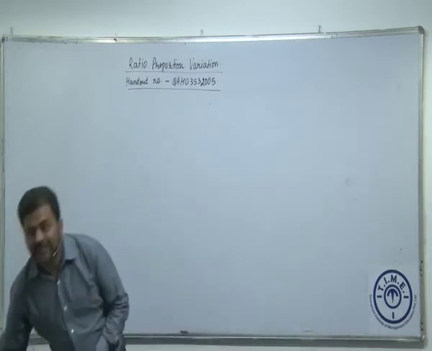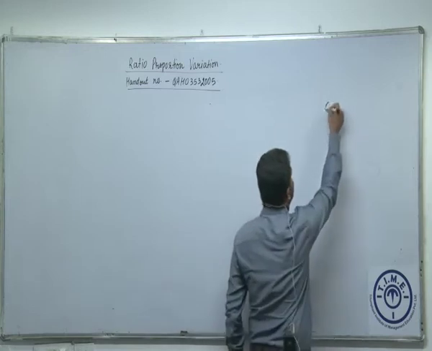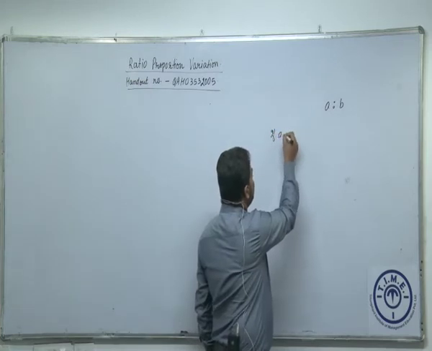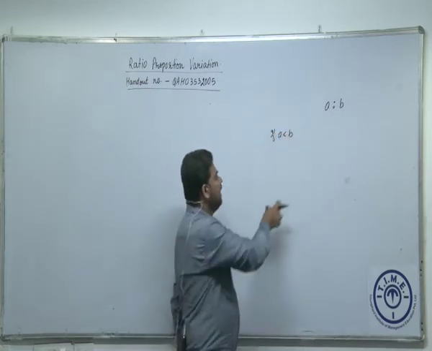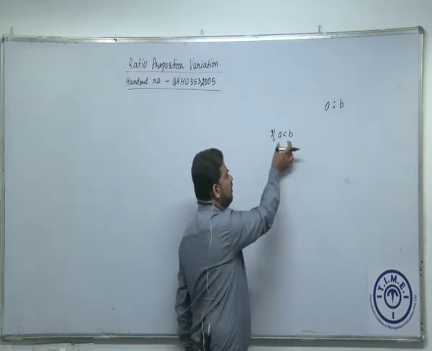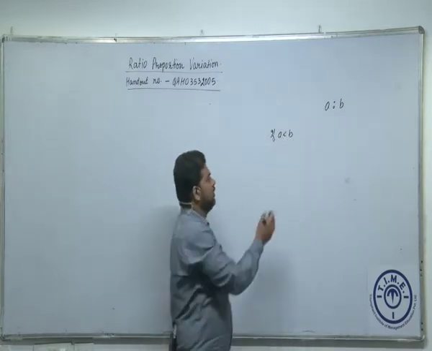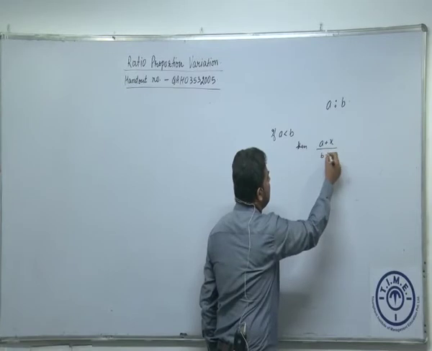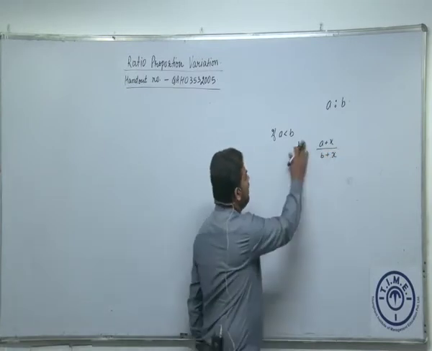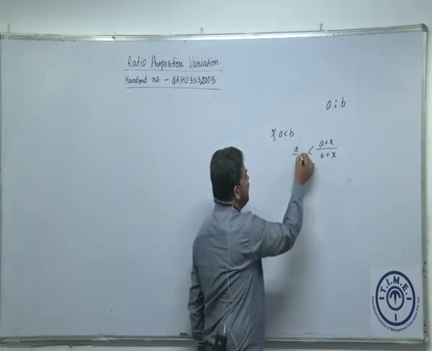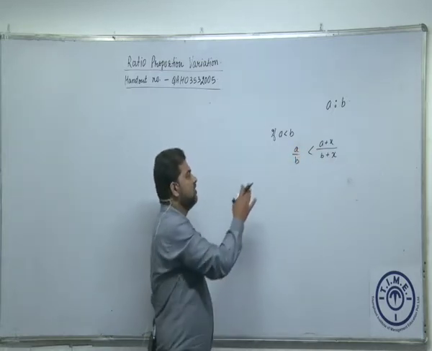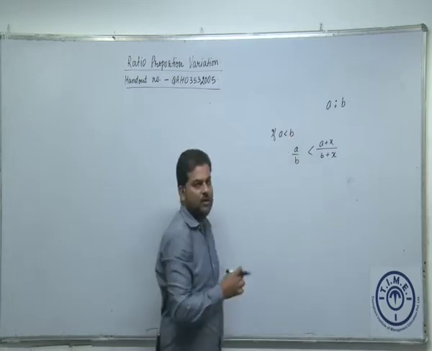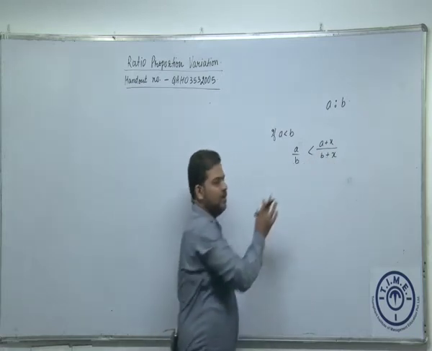Okay, so let us say our ratio is A is to B. Now if A is less than B, then adding the same number to A and B, how will the ratio change? If A is less than B, then we will say that (A plus X) by (B plus X) will be greater than the ratio A by B. So we are essentially saying that if you add a constant to both the terms, in case of A less than B, then the new ratio will be greater than the original ratio.